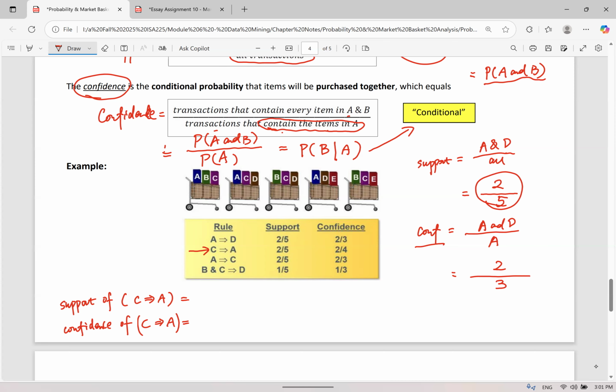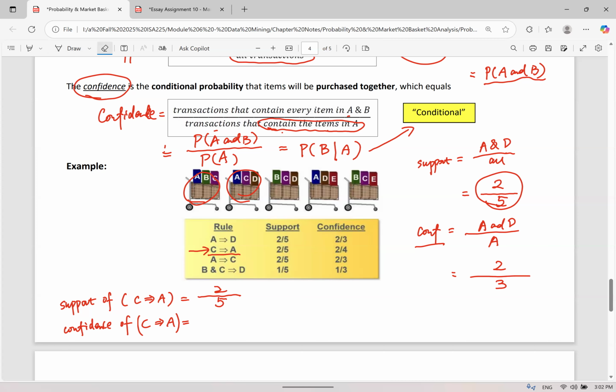All right. Okay, so let's look at this C to A. So C to A means the support will tell you what is the probability that the customer will buy both of these two items, right? Then out of a total of 5 transactions, how many of them contain both of them? That would be this one and this one, right? So that would be 2 out of 5.